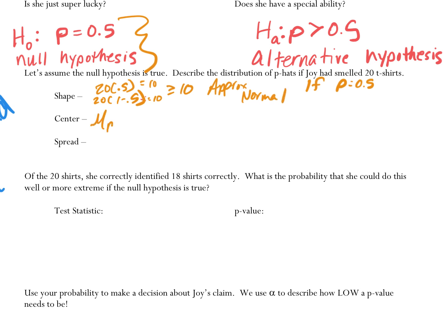What is the center of those P hats going to be if the null hypothesis is true? 0.5. And the standard deviation would be the square root of 0.5 times 1 minus 0.5 all over 20. What are we getting, y'all? 0.111. Or 0.1118. So we'll call it 0.112.